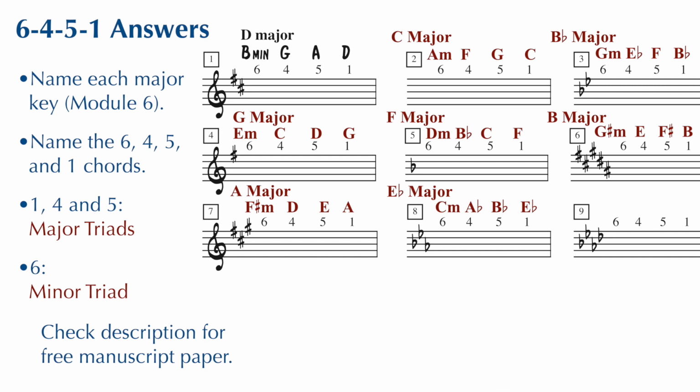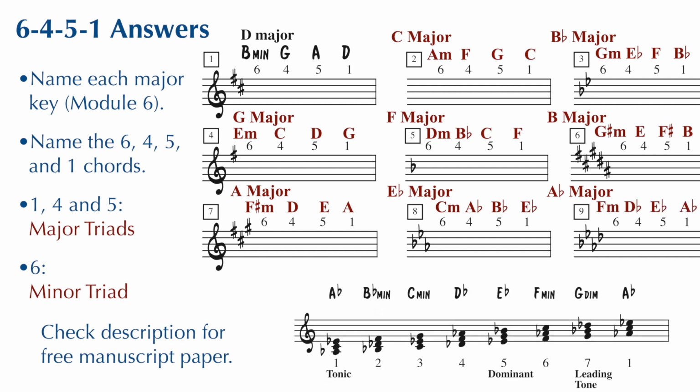And number 9, 4 flats in the key signature puts us in the key of A flat major. Write out the A flat major scale and its triads. F minor is our 6th chord. D flat major is our 4 chord. Our 5, or dominant chord, is E flat major. And the 1 chord, of course, is A flat major.